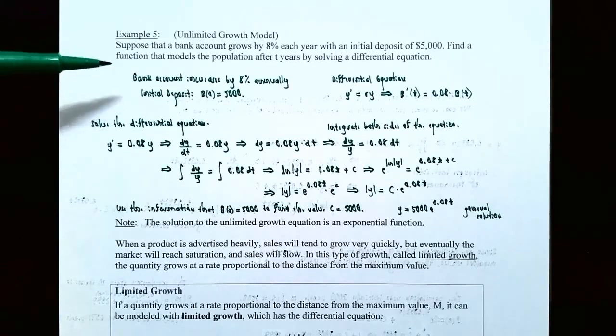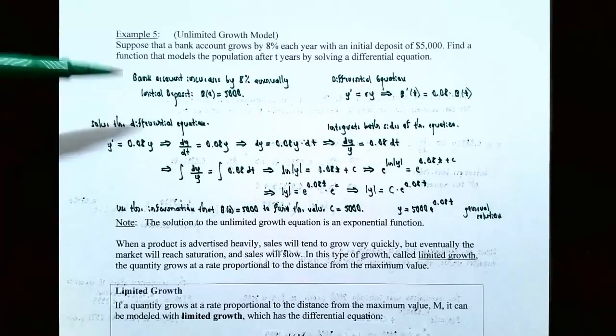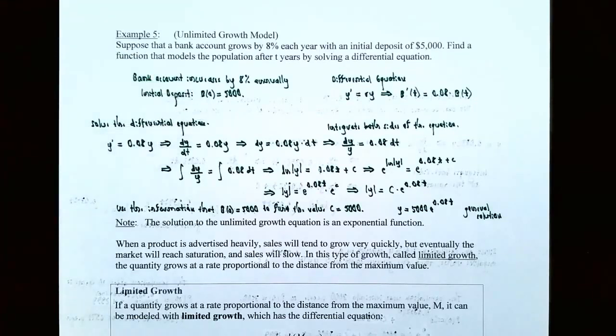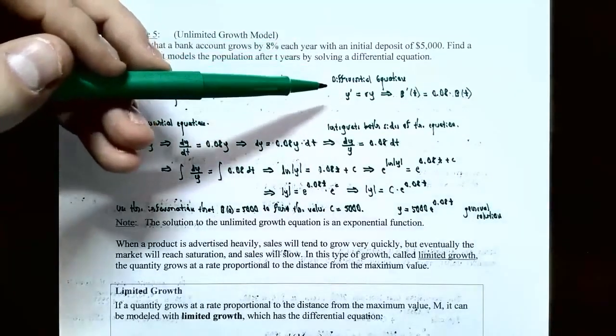So we know that the bank account balance increases 8% annually, and we also know the initial deposit, which we're going to call capital B for the balance of the account. Capital B of 0 is $5,000. So no time has passed. So t equals 0, the balance is $5,000. And since we're talking about a bank account balance, we know that account balances have unlimited growth. So it must solve this differential equation.